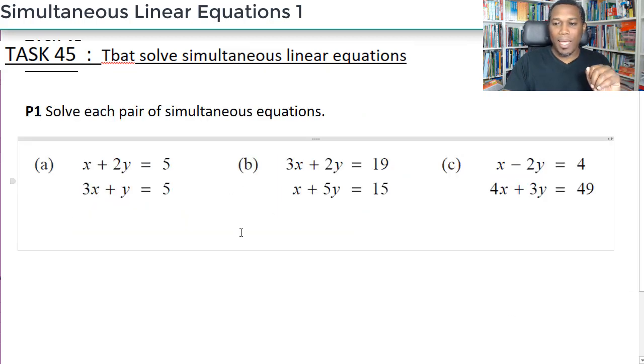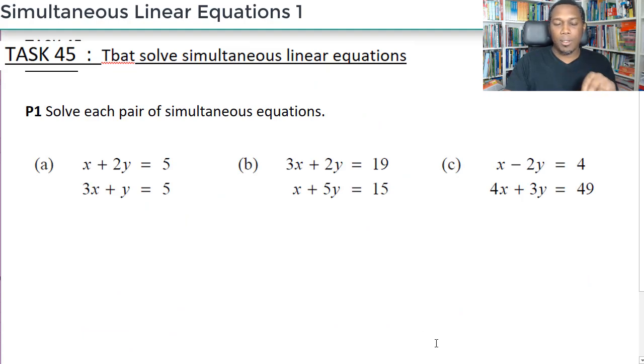Here's 3 of them. 3 bad boys. 3 of them for you to work on. Pause, you work through these, please. Pause and you work through these. Thank you very much.